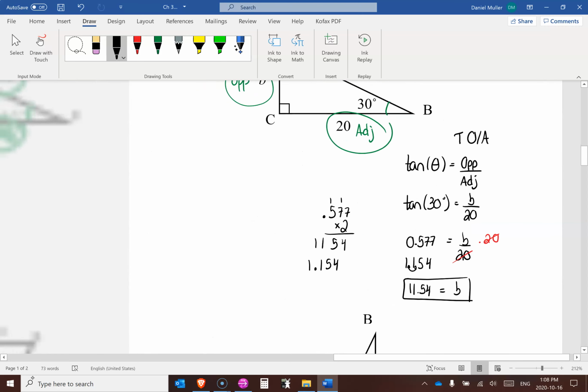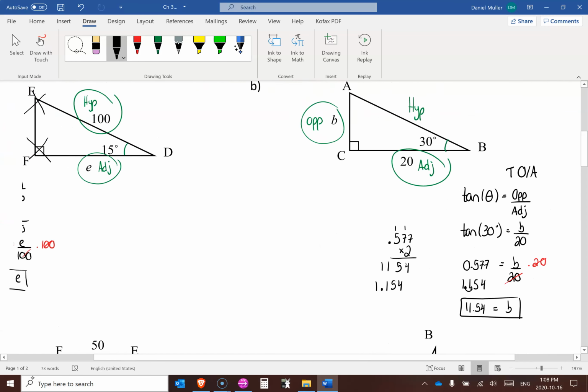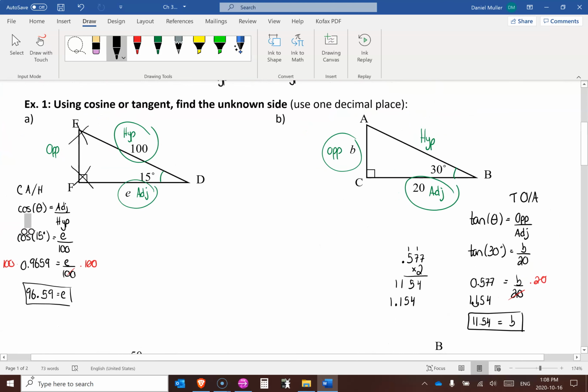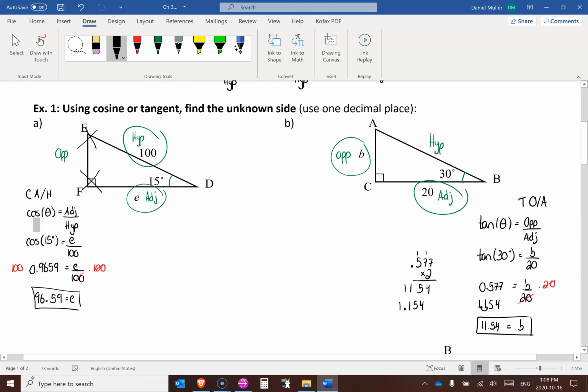Okay, so we've got both of those questions here, which I'll just zoom out here, and you can take a look. Both of them are done either with a trig table or with a calculator, depending on what you're given and what you have available to you.